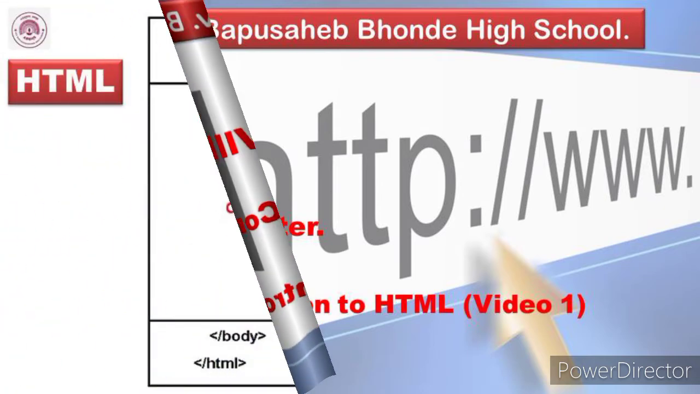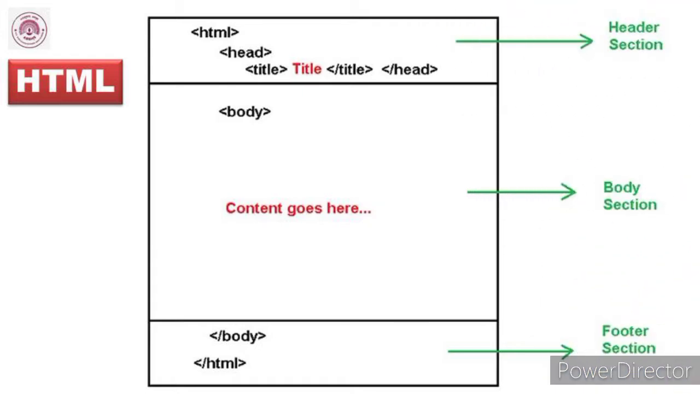Video 1. HTML stands for Hypertext Markup Language. It is a markup language used to create web pages and web applications. It consists of several elements that are combined to form a structure of a web page. These elements are symbolized by tags. HTML tags comprise headings, tables, paragraphs, and many more.